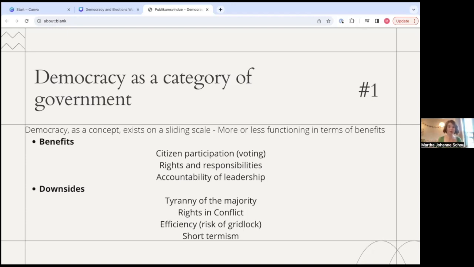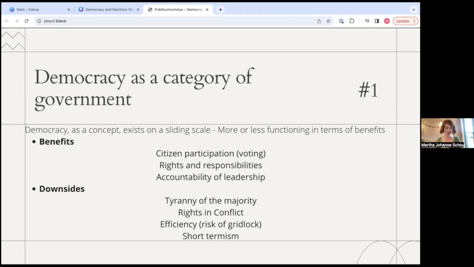But overall, that's what it comes down to, and you can prove that with democracy or without democracy. So Dahl says that it's important to remember that democracy as a concept exists on a sliding scale, meaning it's not a binary. It's not like you either have democracy or dictatorship.